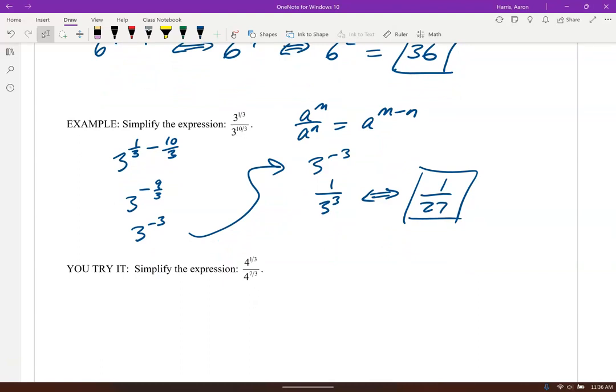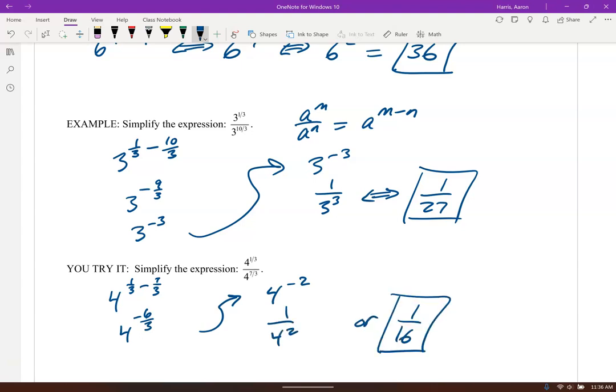Let's go ahead and just knock out the rest of these real quick. So together, we got 4 to the 1/3 minus 7/3. 1 minus 7, negative 6/3. In other words, 4 to the negative 2. 1 over 4 squared, or 1/16.